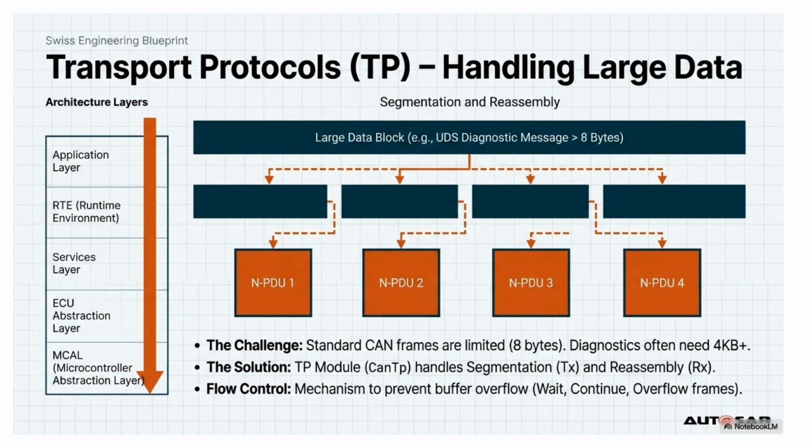Throughout this process, the TP layer monitors vital timing parameters, such as N_AS assemble time and N_BS block size time, to detect communication errors or lost frames. By abstracting these complex coordination tasks, the transport protocol layer allows the upper application layers to handle large data transfers with the same simplicity as a single frame signal, ensuring reliability and data integrity across the vehicle network.